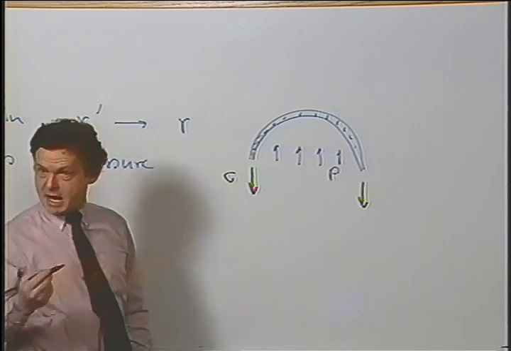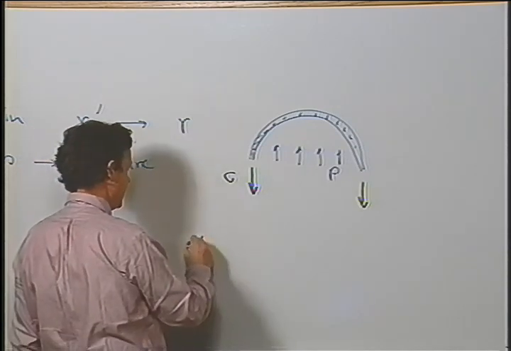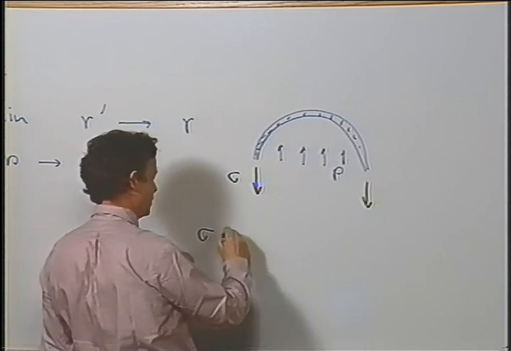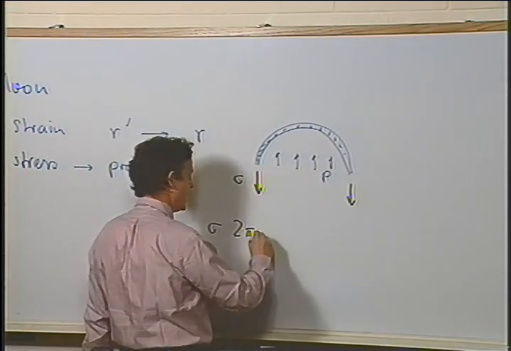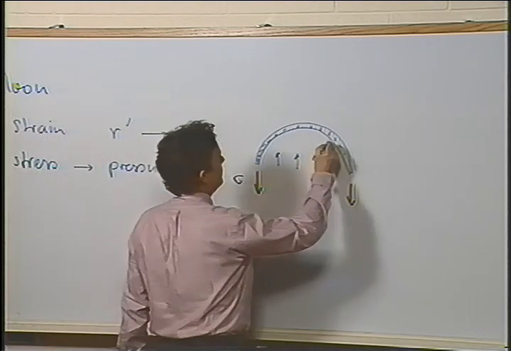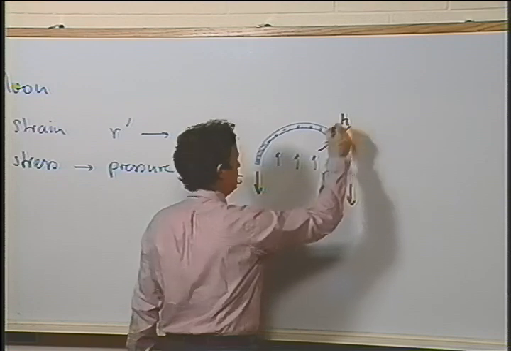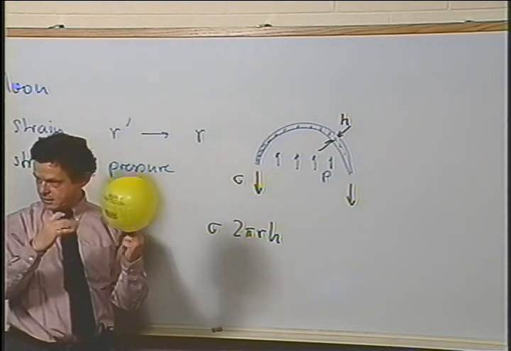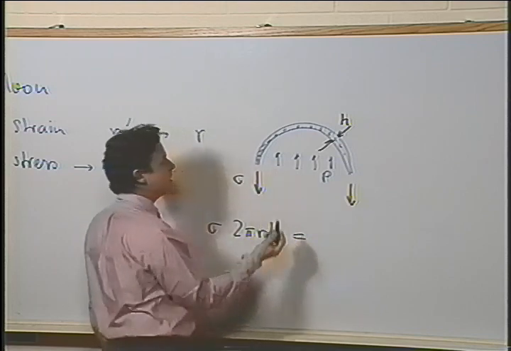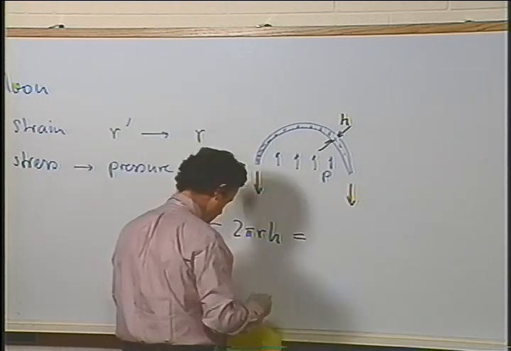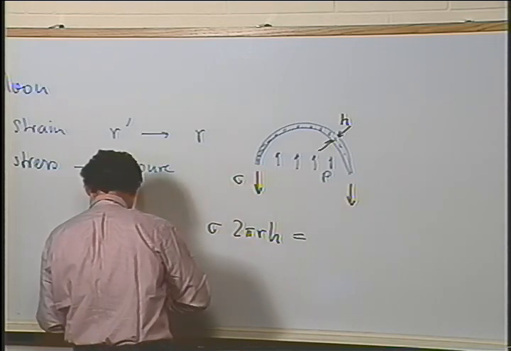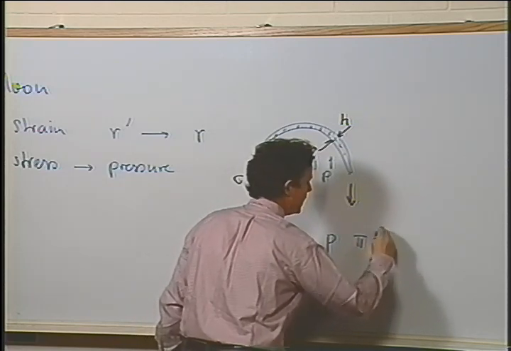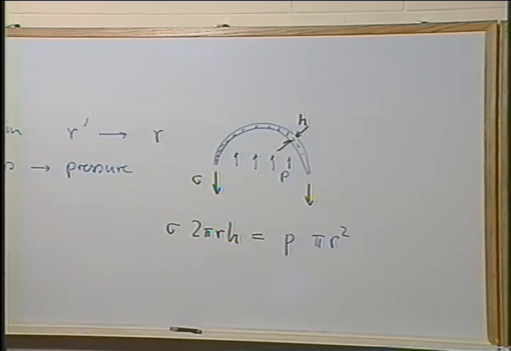So let's write down a force balance in this case. The stress on the skin times the area it's acting on. This is the circumference, 2 pi r, times the thickness of this skin. Let's call it h. So that's holding the two halves of the balloon together. And this is equal to the force pushing it apart. And that force is equal to the pressure times the area, pi r squared, of that balloon, right?